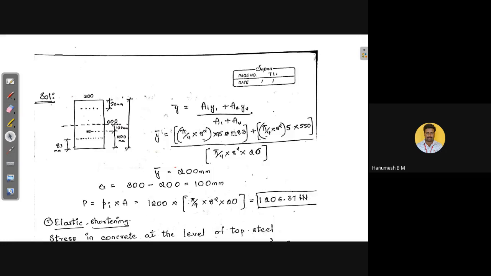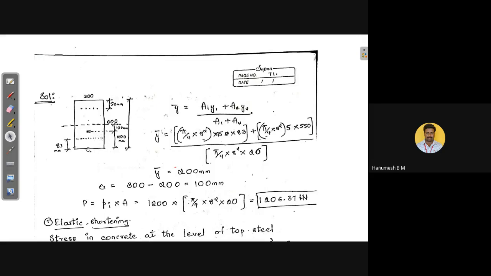And combining 15 plus 5 here, it is 20 wires. Pi d square by 4 into 20. Now the y bar is equal to 200 mm. The position of the CG of the steel is located at 200 mm from where? I have taken the soffit of the beam as the reference axis. It means from the soffit of the beam, the CG of the steel is located at a distance of 200 mm. Say this y bar is equal to 200 mm from the bottom of the beam.